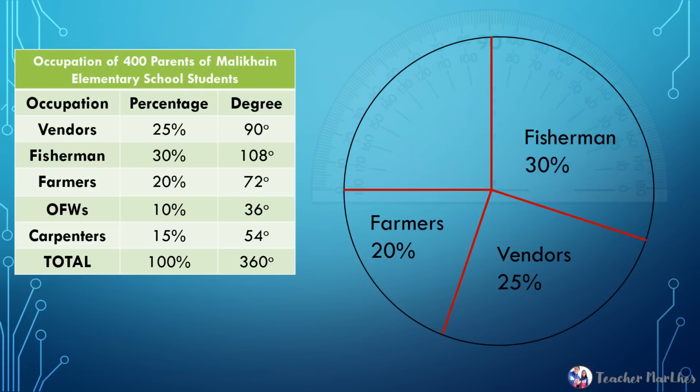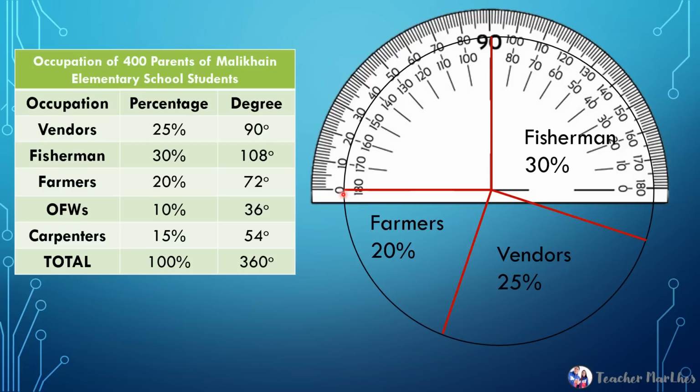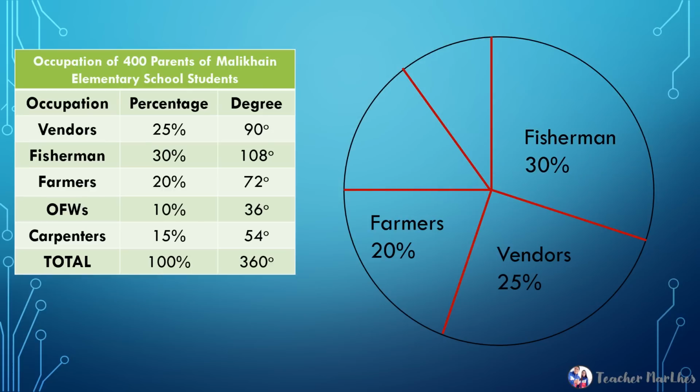So, next, iikutin ulit ng protractor. Itatapat sa linya kanina. Then, sa tapat po ng 0, then draw the part. Carpenters with 54 degrees. Ayan. So, carpenters, 0. 50, then 54, guhitan. Then, label carpenters 15%.